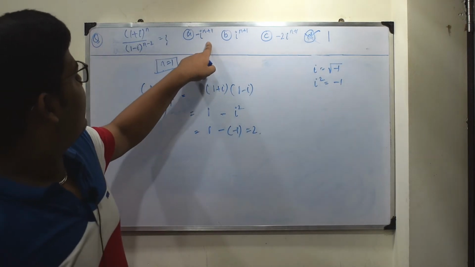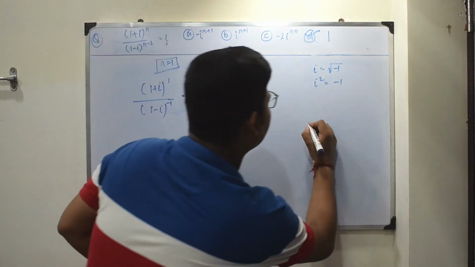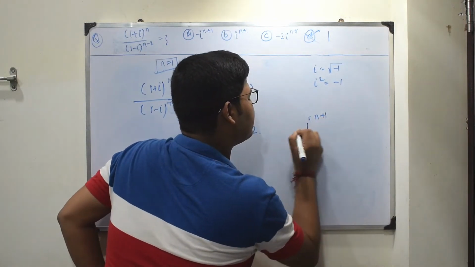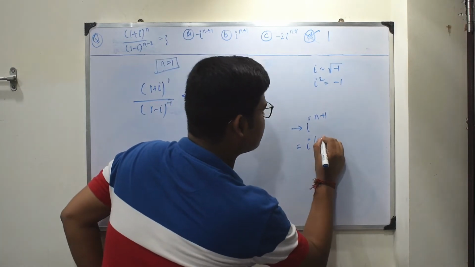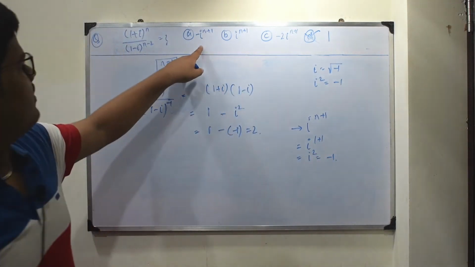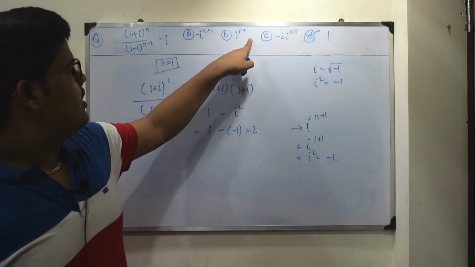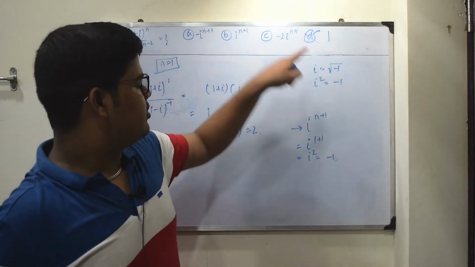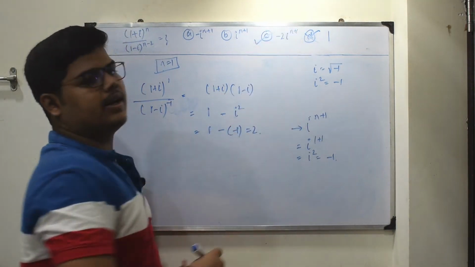Then i to the power n plus 1. Let's first calculate i to the power n plus 1. It is nothing but i to the power 1 plus 1, which is i square, which is minus 1. So here we are getting minus of minus 1 plus 1, minus 1, minus 2 times minus 1, which is a 2. The answer is 2. C option is the correct answer.